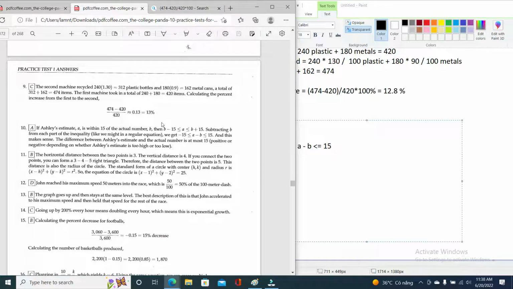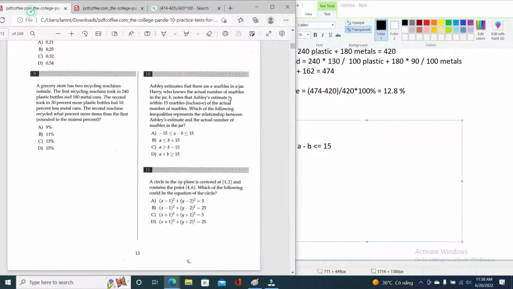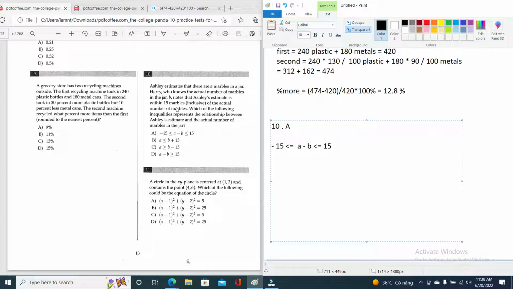So 10 is A. Okay. Because Ashley's estimate is within 15, which means the difference between the estimation and the actual value has to be at most 15. But we don't know if it's 15 up or 15 down. And we know that it's within 15, so this difference has to be bounded by negative 15 and 15. Alright? Okay. Number 11.